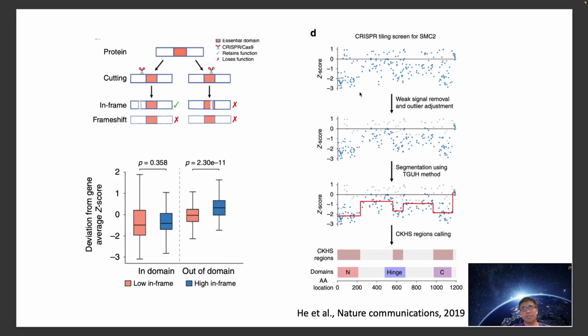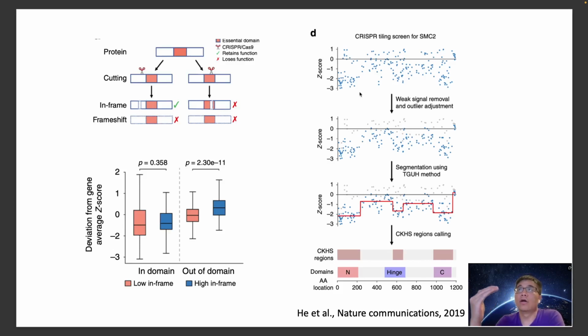The basic idea is that the sgRNAs targeting a small region of the protein should be similar to each other, right? Because the protein within a very short region should not function very differently, okay? In that way, if a signal is very different from its nearby signals, then it should be an outlier. Then we need to adjust it or remove it.